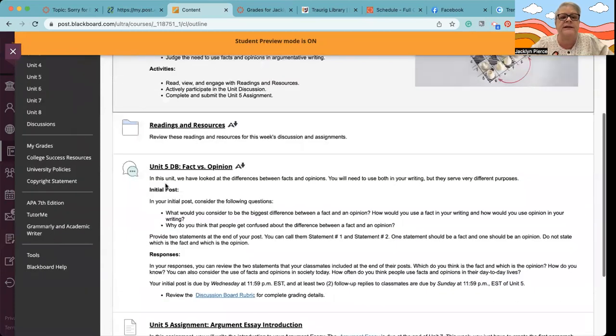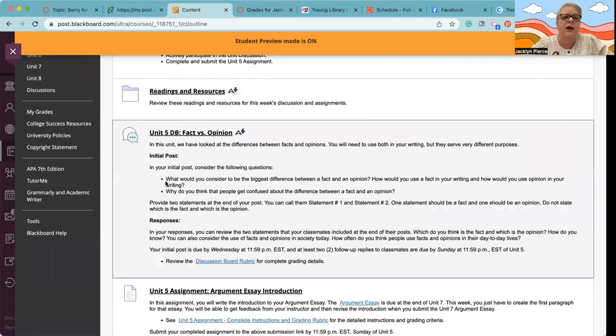First, of course, is the discussion board. And this is the one about fact versus opinion. You're going to be answering 2 main questions, and you're going to be including 2 statements. This is really important. A lot of people miss that.